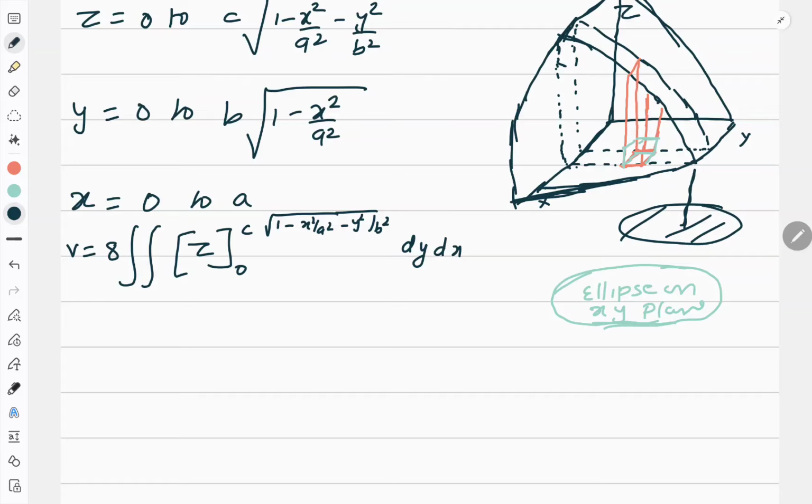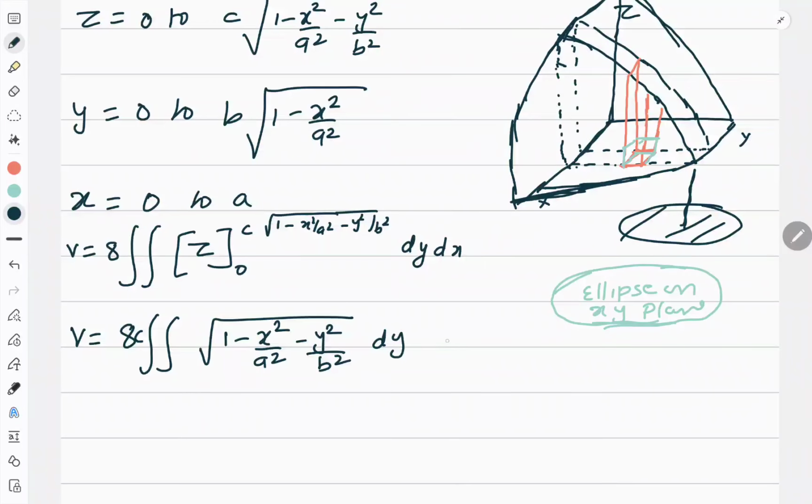Correct? Now, next step. When you put the limit, volume is equal to 8 double integral, c I can take outside, √(1 − x²/a² − y²/b²) dy dx. And what is the limit of y? The y limit is from 0 to b√(1 − x²/a²). If you remember, we have done this type of question in triple integration, so this thing and this thing are the same.